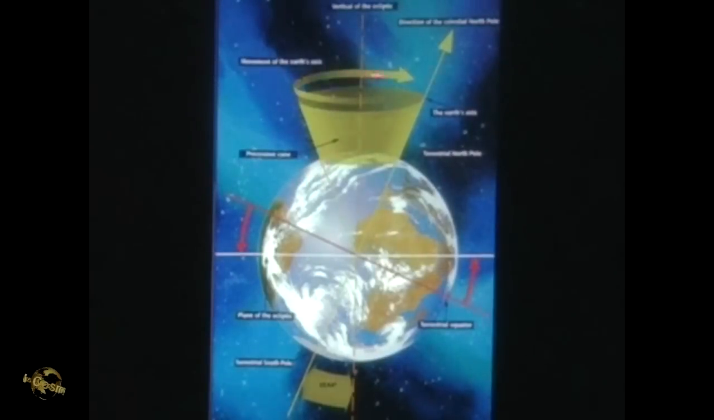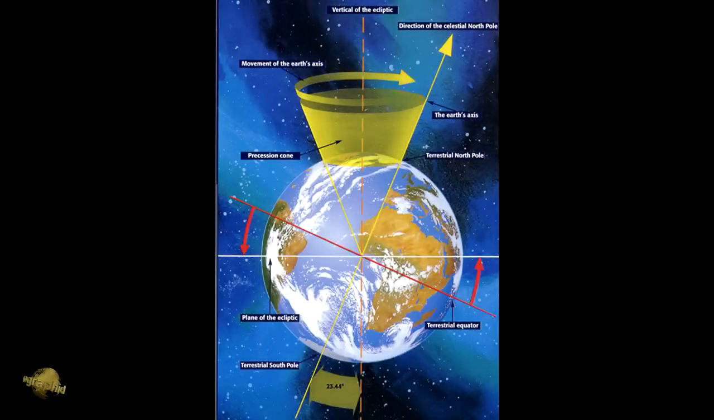Here is what they call the precession cone. And you see this angle? That angle of the precession cone is exactly the same angle as that between the celestial equator and the plane of the ecliptic. 23.5 degrees. Right, look down there. Right there, there's your angle. Now, picture that angle close in your mind.